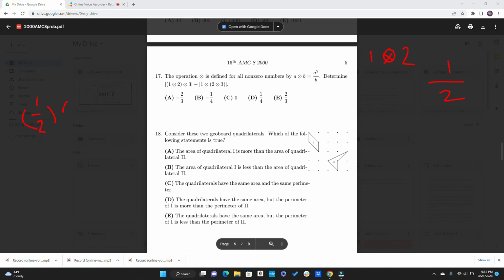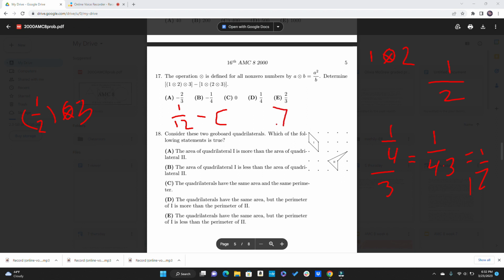And then we continue on. Now we need to apply the symbol with a 3. 1/2 symbol 3. 1/2 is our A, so we square 1/2. 1/2 times 1/2 is 1/4, and divide it by B. B is 3. And that's going to give us 1/12. So now we have 1/12 and then minus our other stuff.